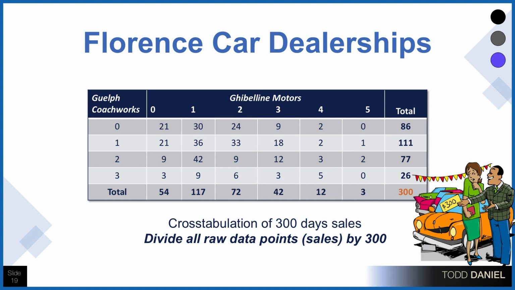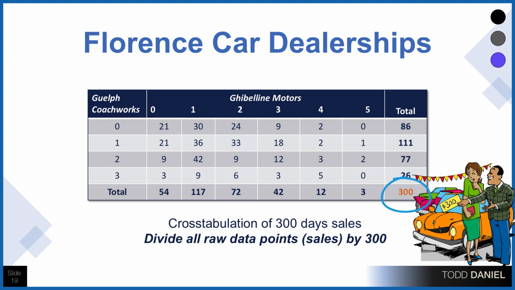The number of days in which both dealerships sold 0 cars was 21. The number of days in which Ghibelline Motors sold 1 and Guelph sold 0 was 30. The number of days when Ghibelline sold 0 and Guelph sold 1 was 21. The number of days in which they both sold 3 was 3. And all of these values added together add up to 300.